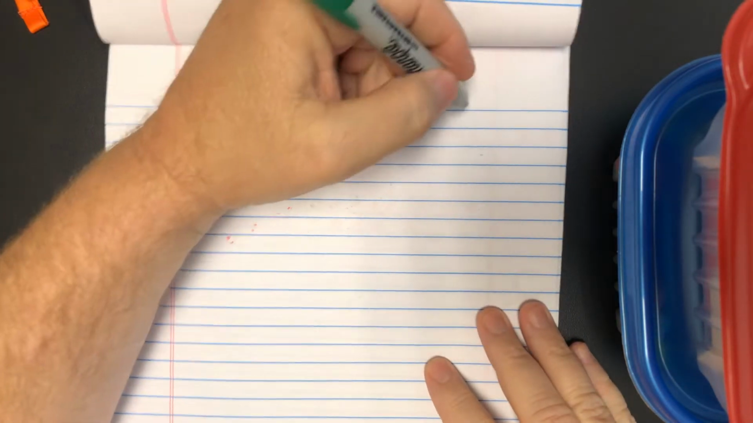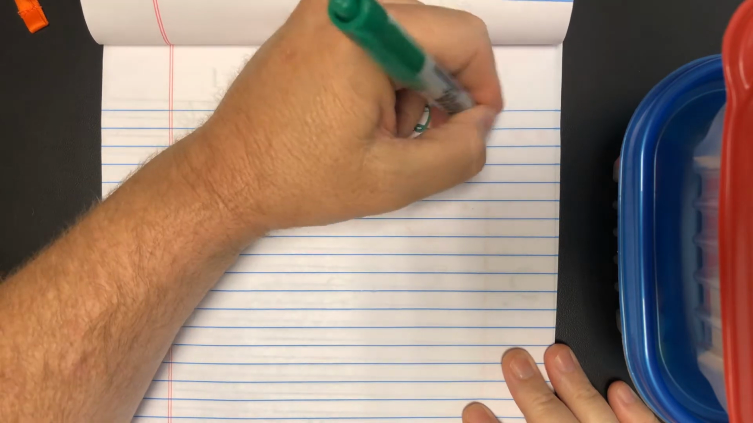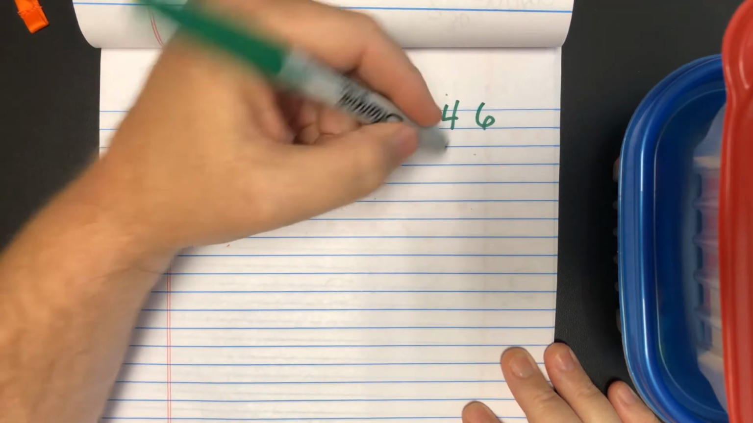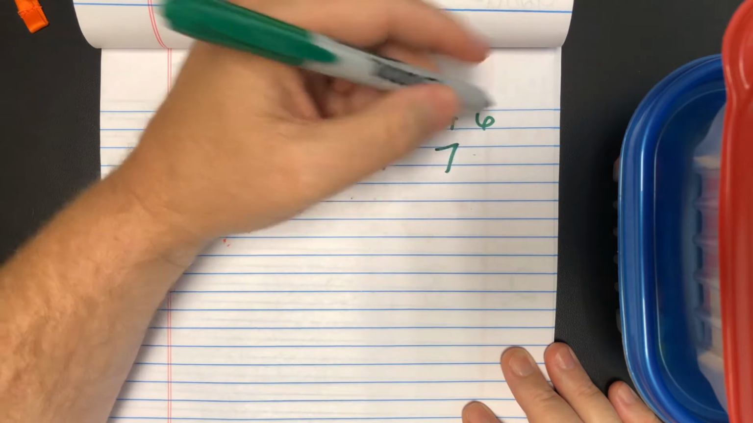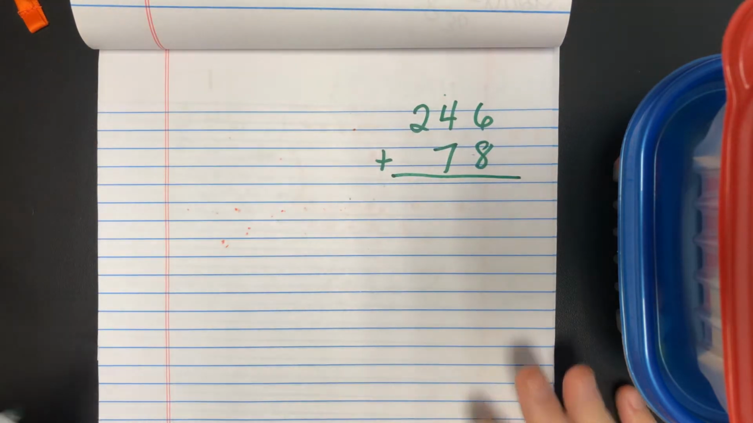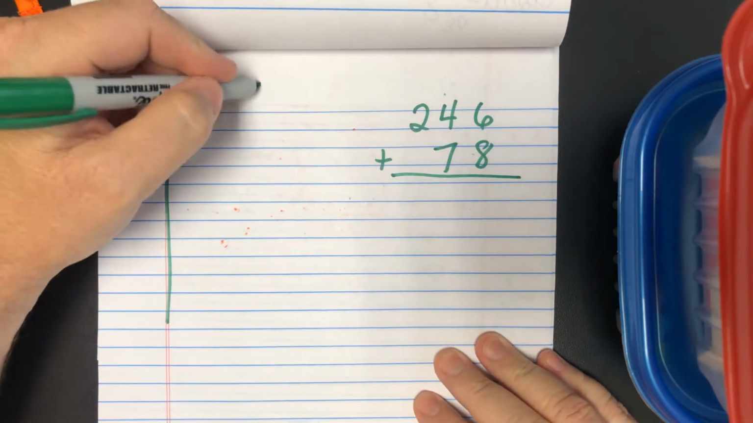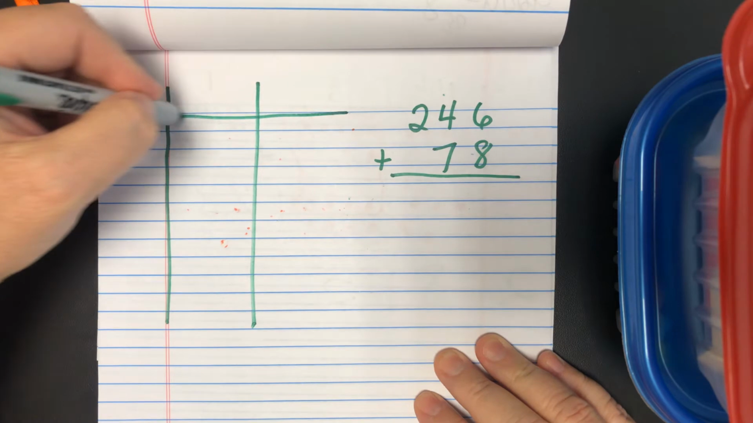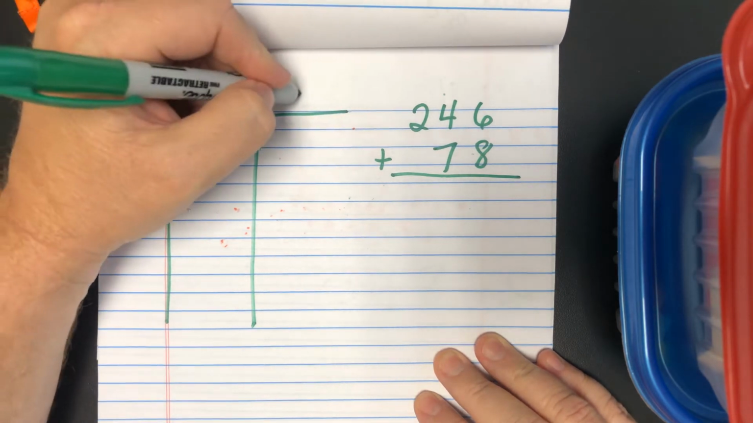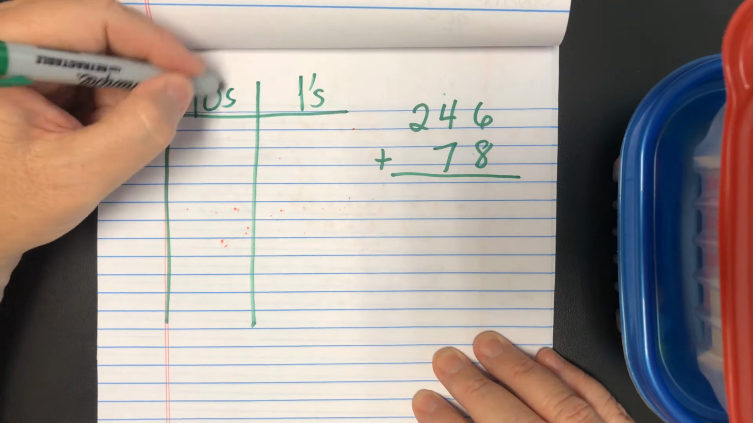All right, we are going to model, let's do 246 plus, gee whiz, 78. All right, so there's our problem, 246 plus 78. So we are not going to use the standard algorithm. Rather, what we're going to do is use the place value disks. So I'm going to show you what that looks like.